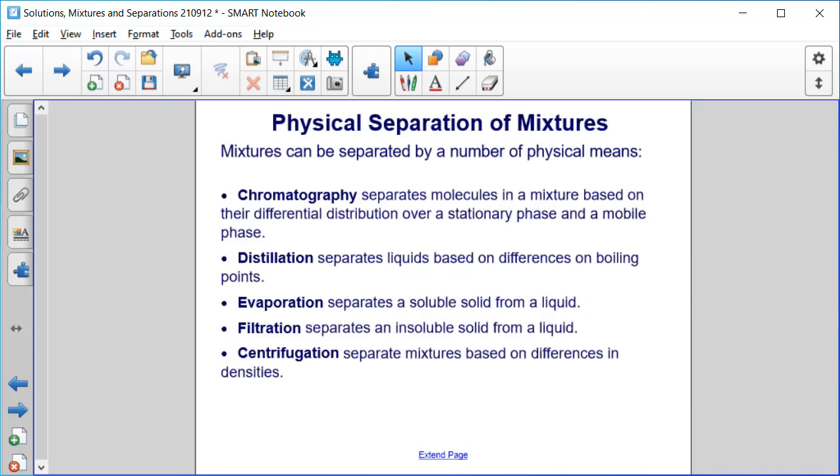Mixtures can be separated by a number of physical means. We'll discuss in this section chromatography, which separates molecules in a mixture based on their differential distribution over a stationary phase and a mobile phase. A lot of information there, but you'll see what we mean. Distillation, which separates liquids based on differences in boiling points. Evaporation, which separates a soluble solid from a liquid. Filtration, which separates an insoluble solid from a liquid. And centrifugation, which separates mixtures based on differences in densities.